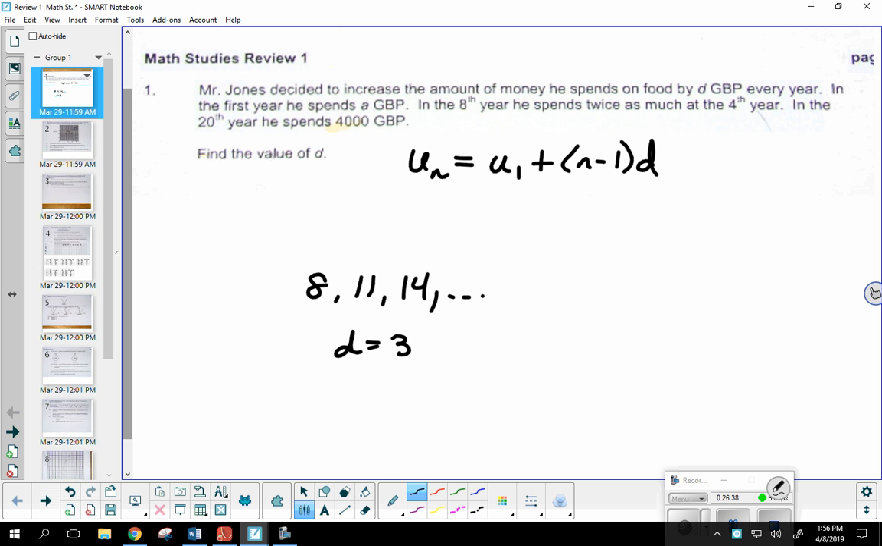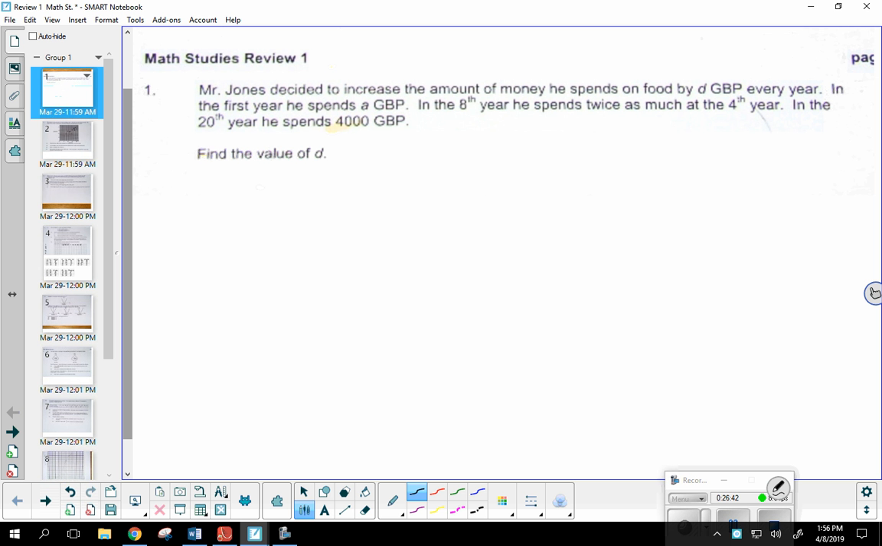So it seems like for year one, did he only spend 1 British pound? Well, he spent an A number of British pounds. Okay, so we're using the variable A. So I'm going to go ahead and say U sub 1 is equal to A. Then it tells me in the 8th year, he spends twice as much as the 4th year. So I would go ahead and start with the 4th year. So I'd say U sub 4.